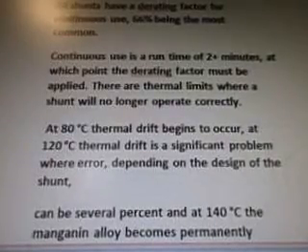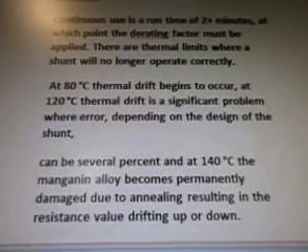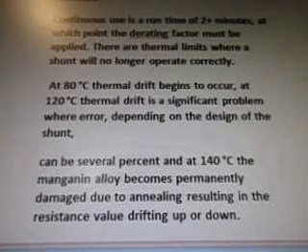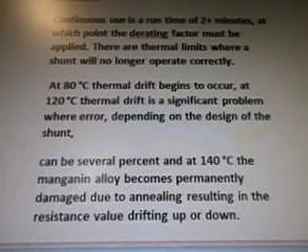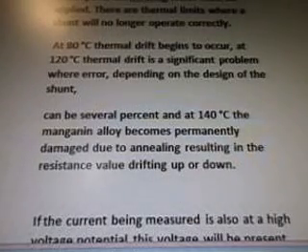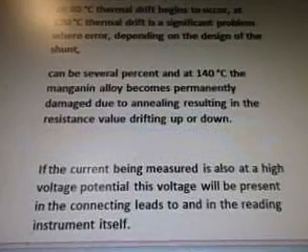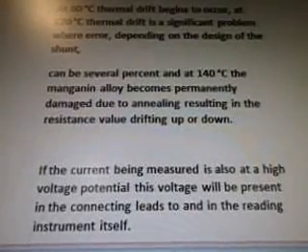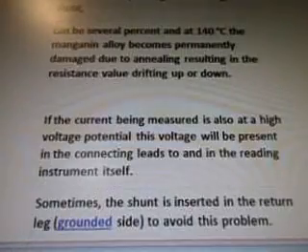There are thermal limits where a shunt will no longer operate correctly. At 80 degrees, thermal drift begins to occur. At 120 degrees Celsius, thermal drift is a significant problem where error, depending on the design of the shunt, can be several percent, and at 140 degrees Celsius, the Manganin alloy becomes permanently damaged due to annealing, resulting in the resistance value drifting up or down.